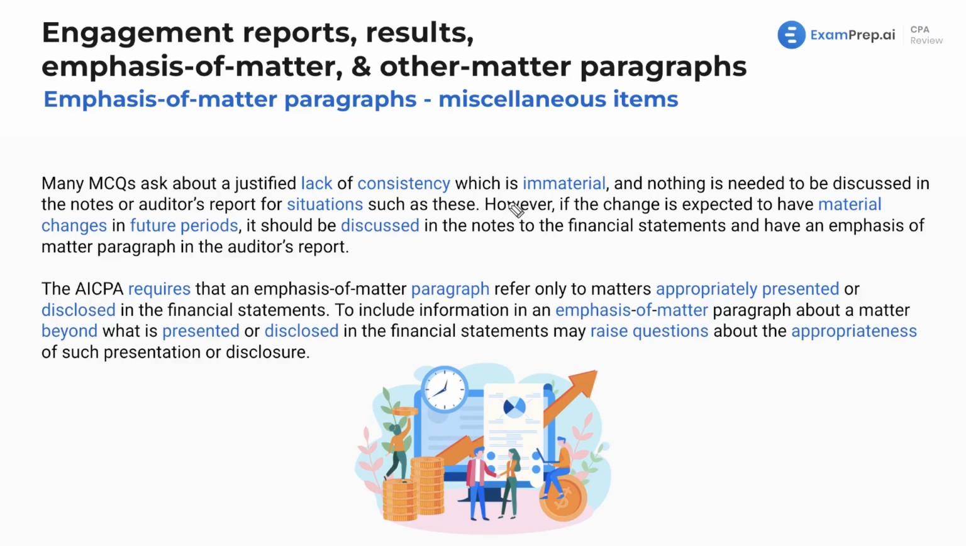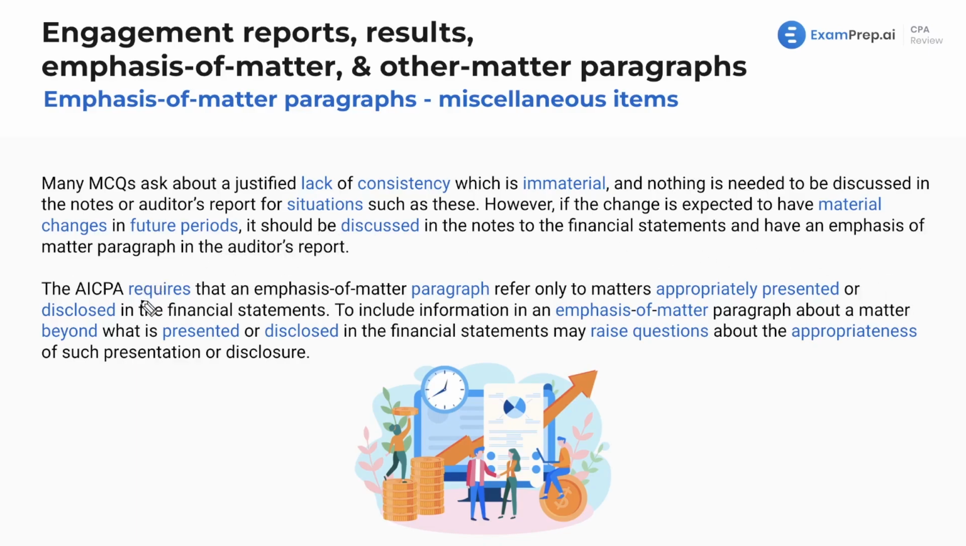So just a reminder, generally for anything throughout the entire exam, with the exception of some items such as immaterial fraud by management, if something's immaterial, you don't need to worry about it. So general rule, obviously we've talked about exceptions throughout the entire course. However, if the change is expected to have a material change in future periods, it should be discussed in the notes to the financial statements and have an emphasis of matter paragraph in that report.